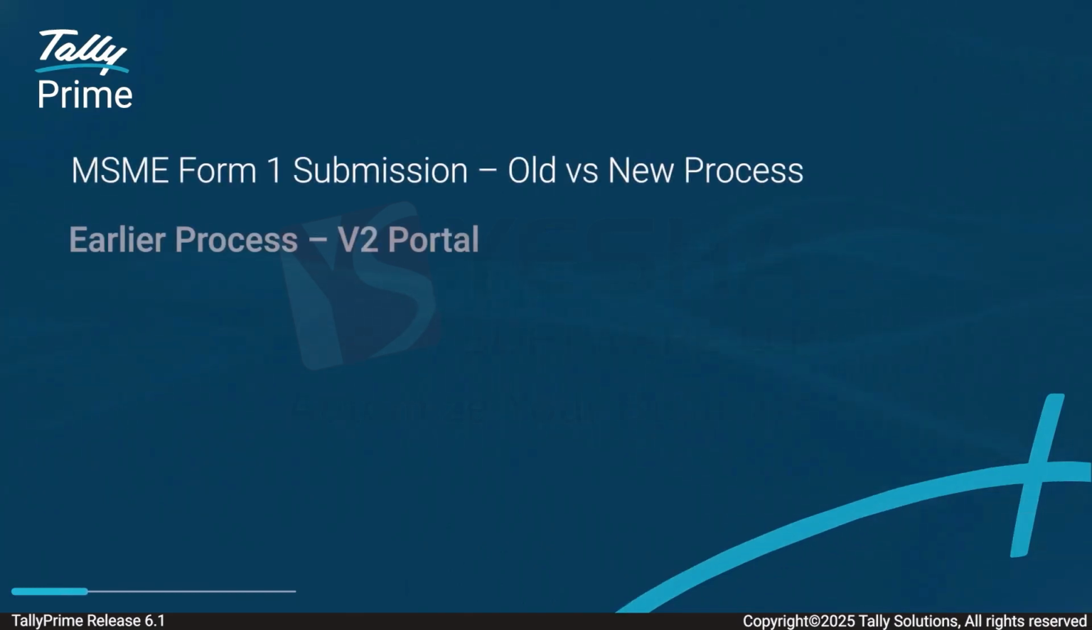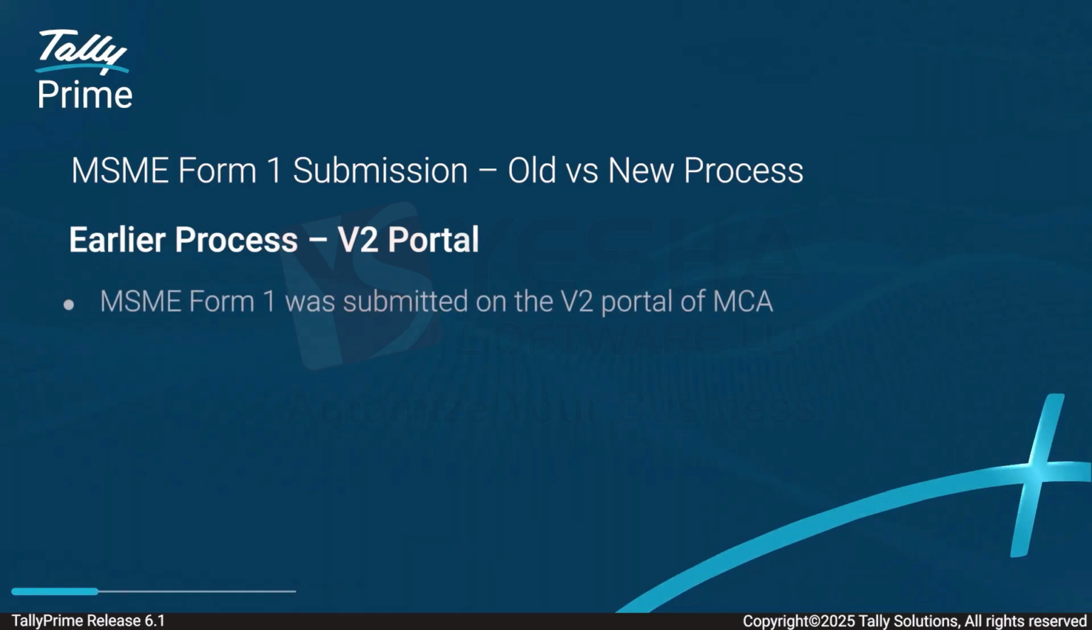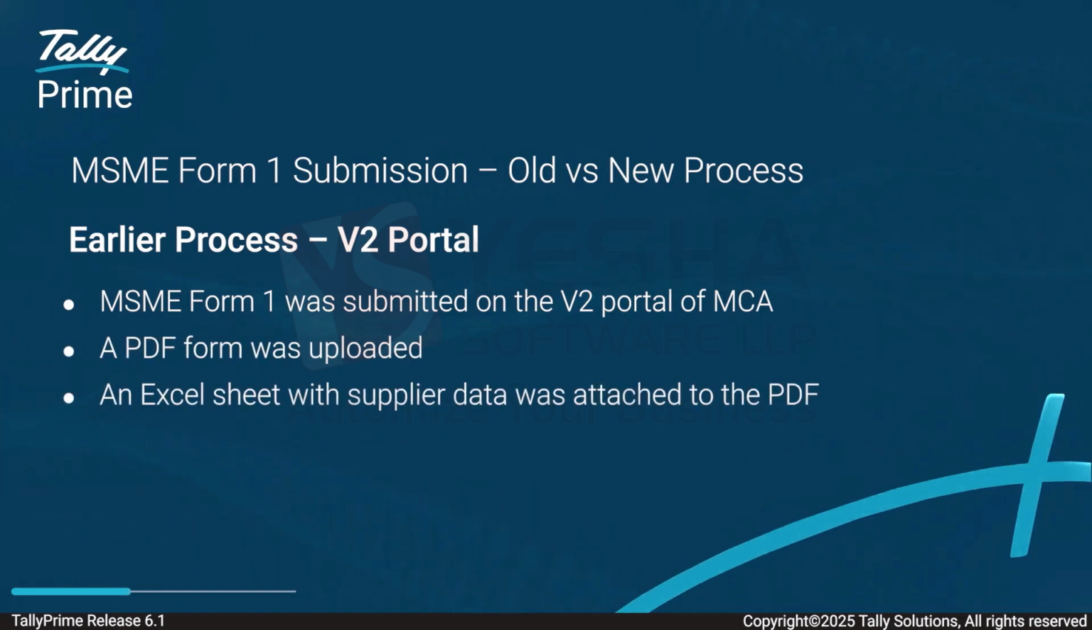Earlier, the MSME form had to be submitted on the V2 portal of MCA, where a PDF was uploaded with the Excel sheet of the required data attached to it.